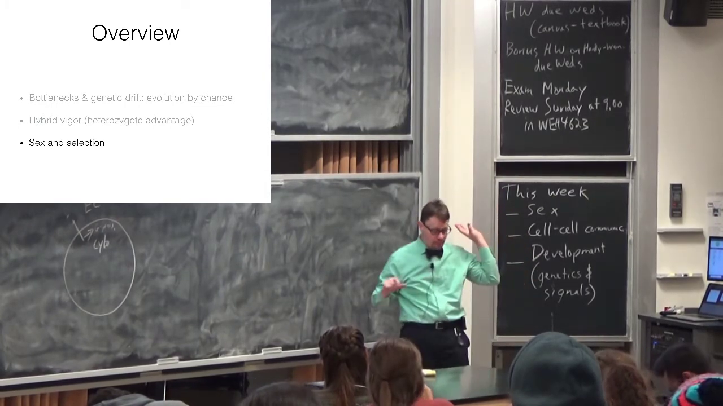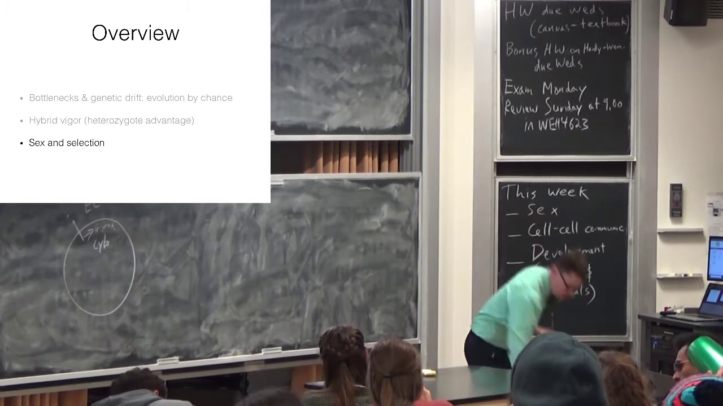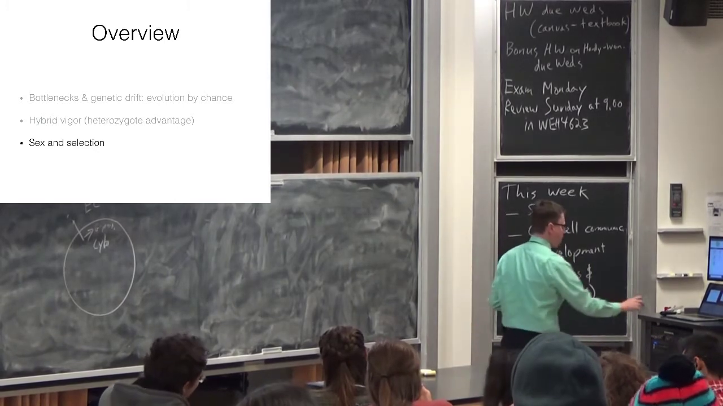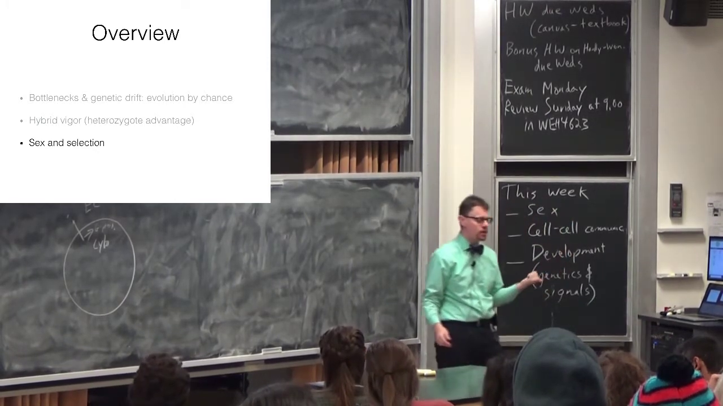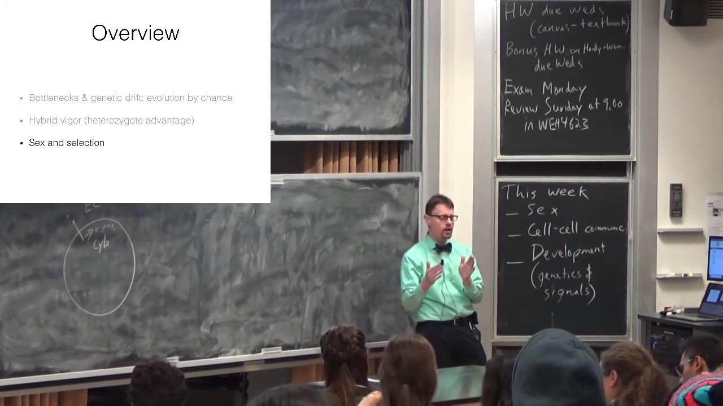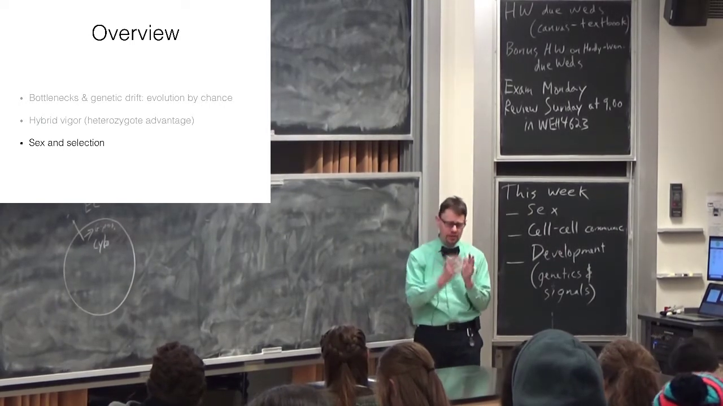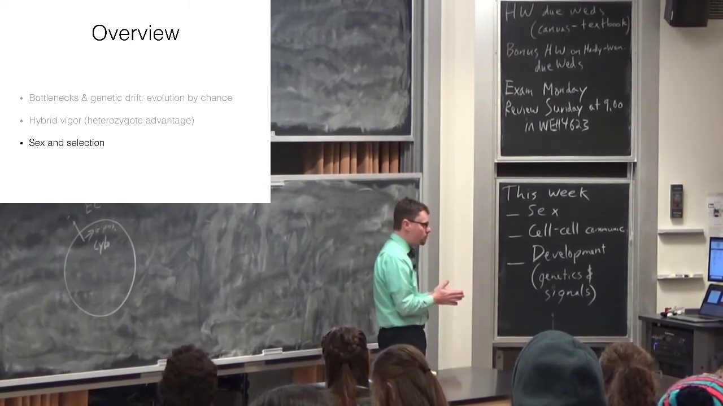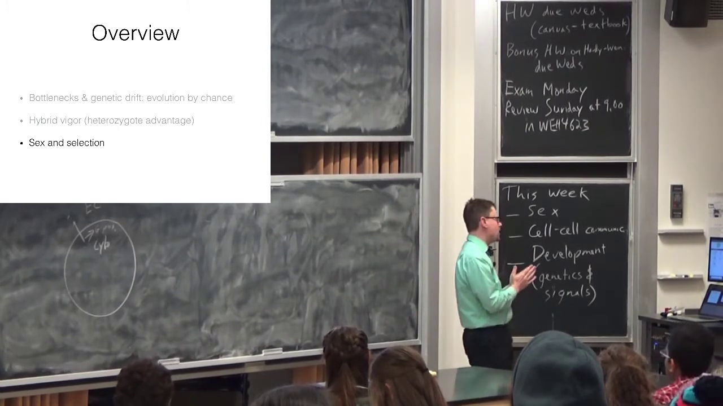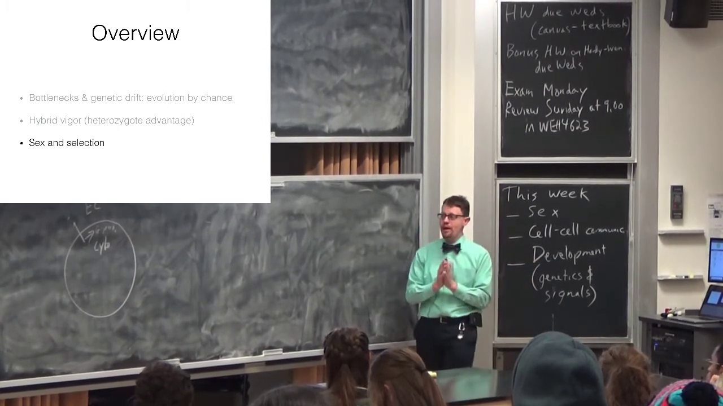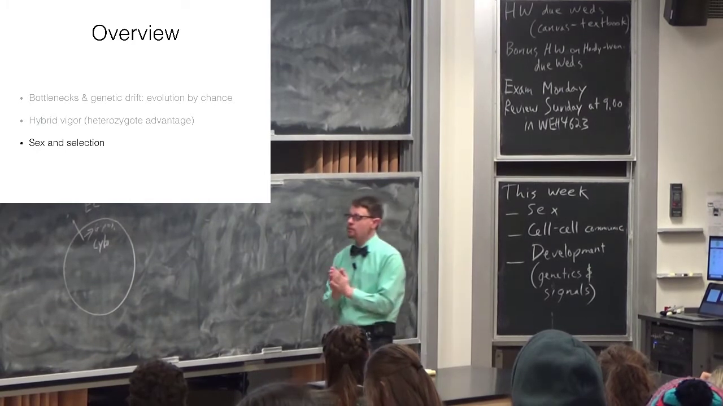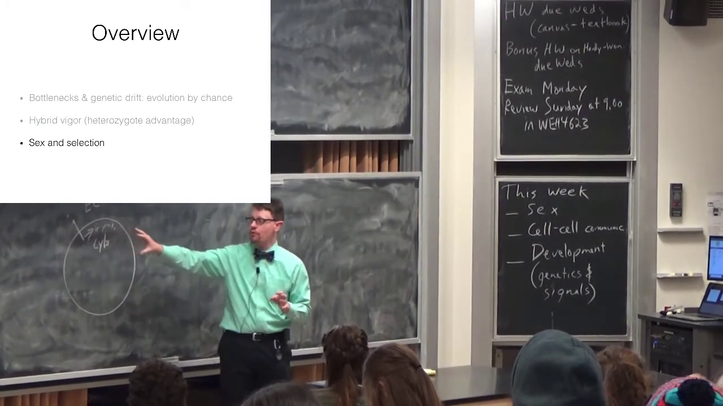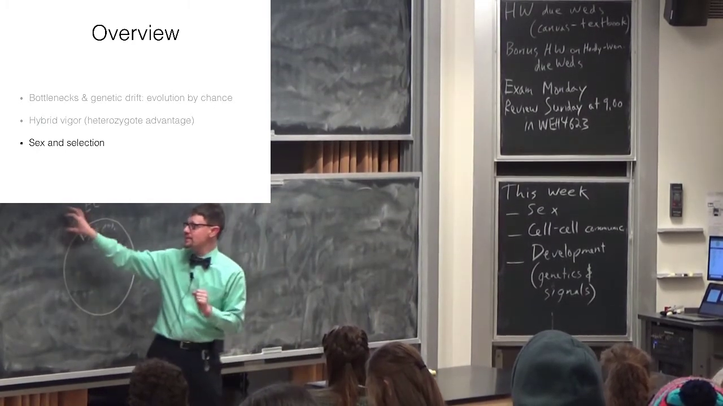Okay, so this week we're going to finish up talking about sex and sexual reproduction and the evolutionary consequences and caveats associated with sex and sexual reproduction, and then move into talking about communication between cells, which is kind of like what I drew over here, where one cell releases a chemical.